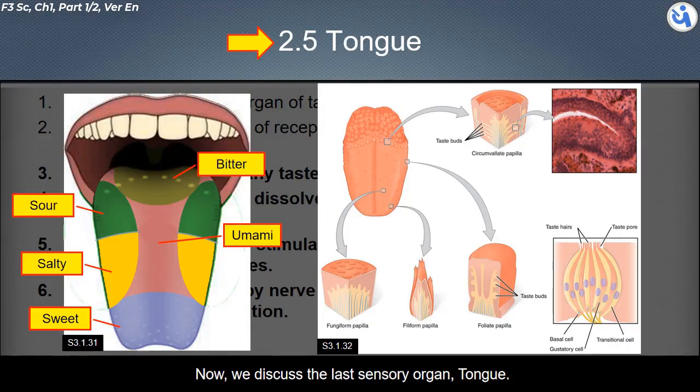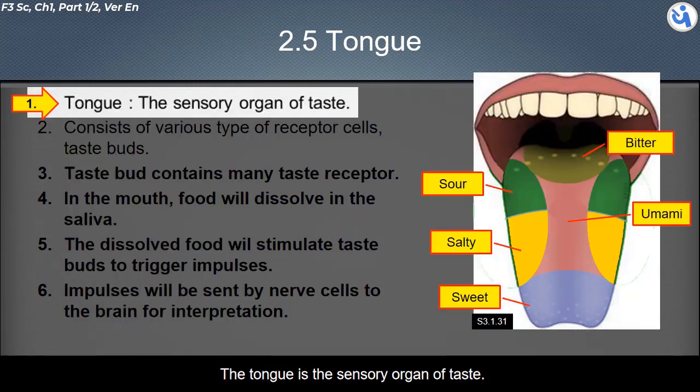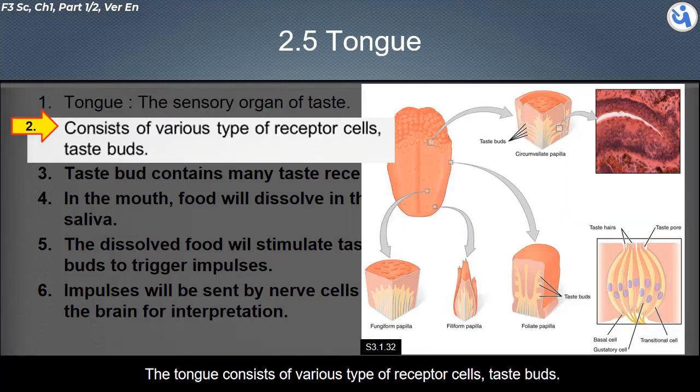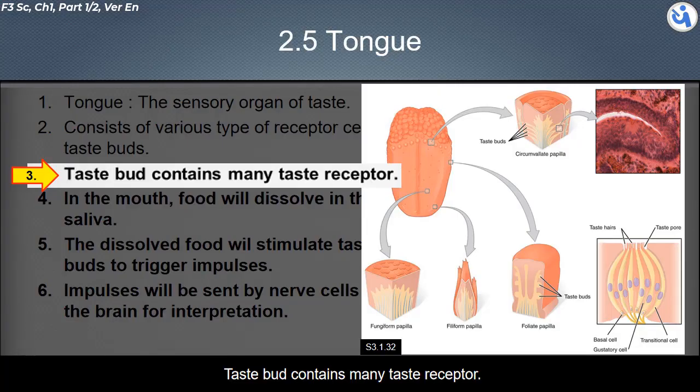Now, we discuss the last sensory organ, the tongue. The tongue is the sensory organ of taste. The tongue consists of various types of receptor cells, taste buds. A taste bud contains many taste receptors.